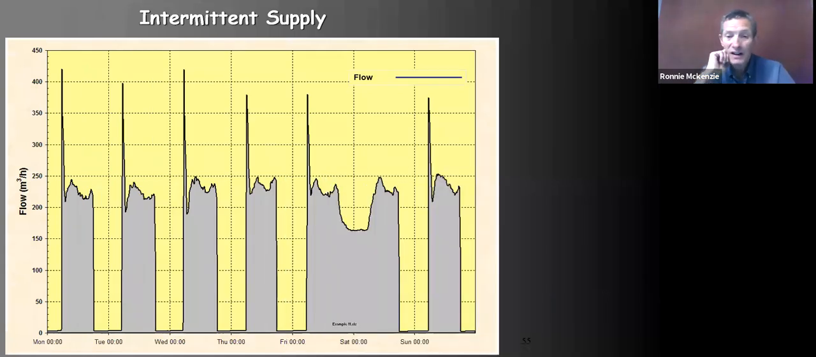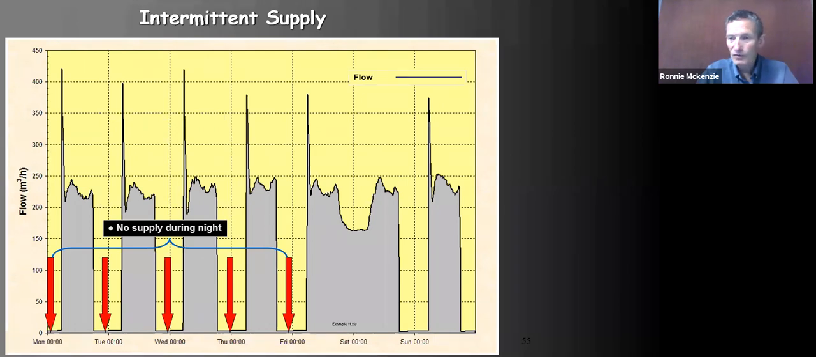I've got another one here. This is intermittent supply. Again, you can see we cut off. We don't want anyone to do intermittent supply. It's an absolute disaster, but it does happen, unfortunately.